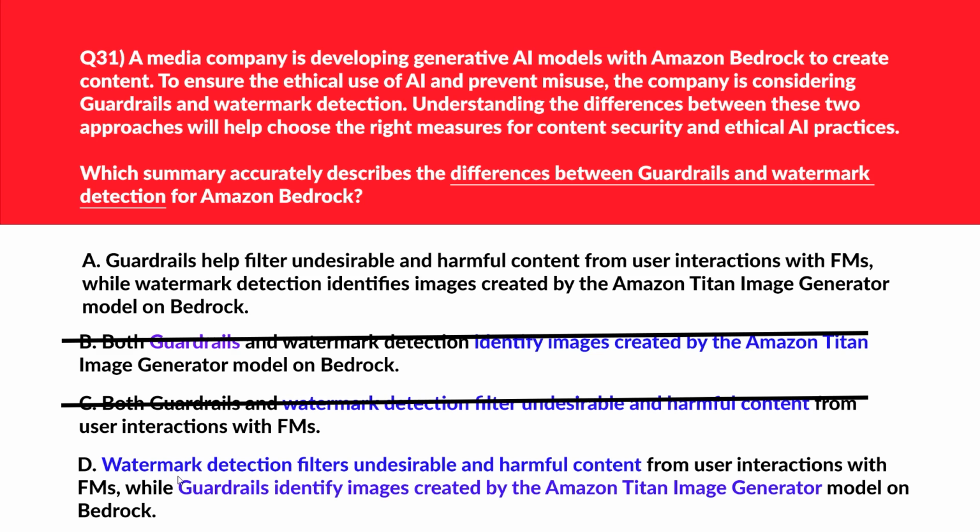Option D, if you look, says watermark detection filters undesirable and harmful content from user interactions with FM, while guardrails identify images created by Amazon Titan image generator model on Bedrock. As per the option, the functionality is just the reverse. Watermark detection should be in the second line, and guardrails should be in the first line. So, since option D is entirely false, it automatically becomes incorrect. We are left with option A, and it is the correct answer.